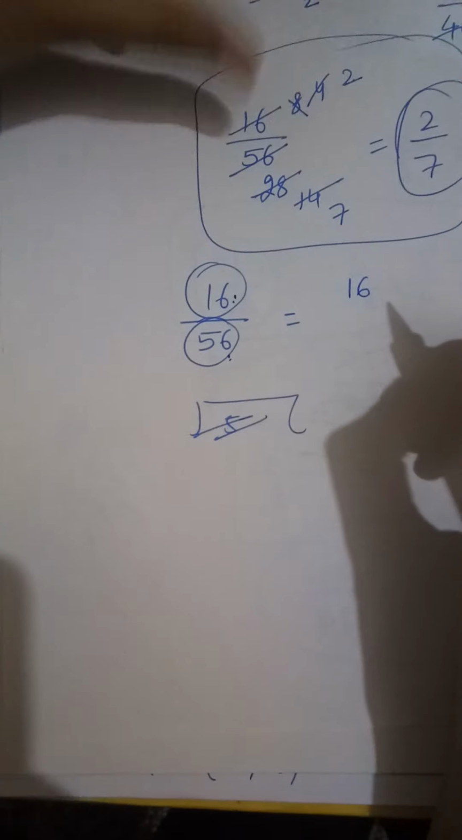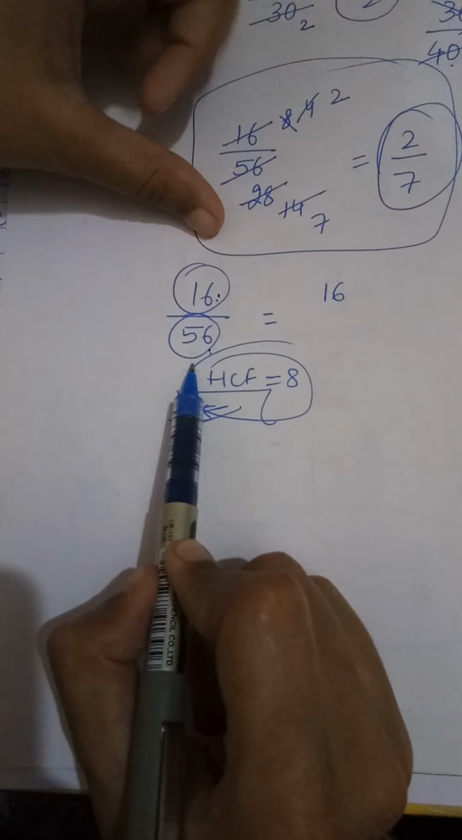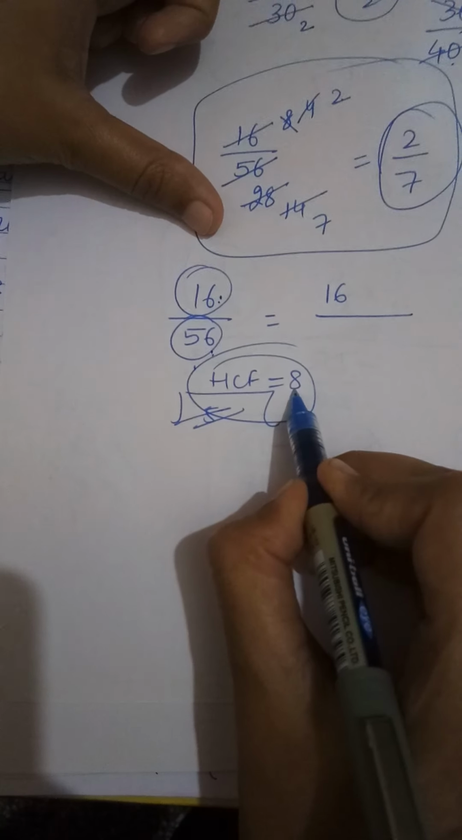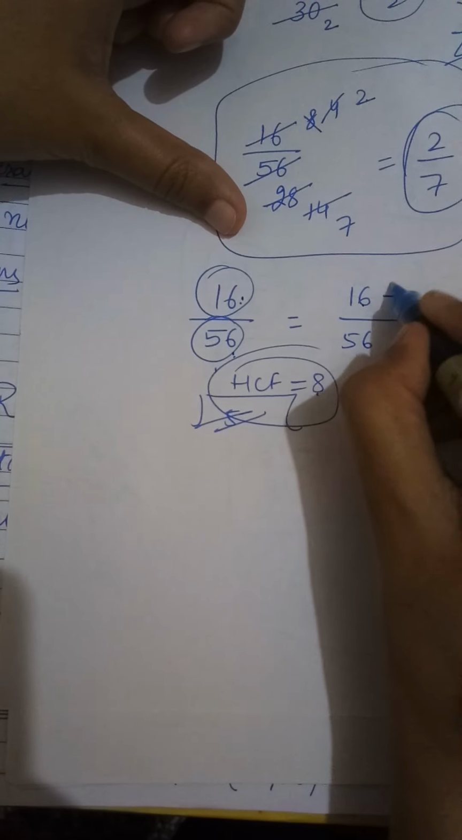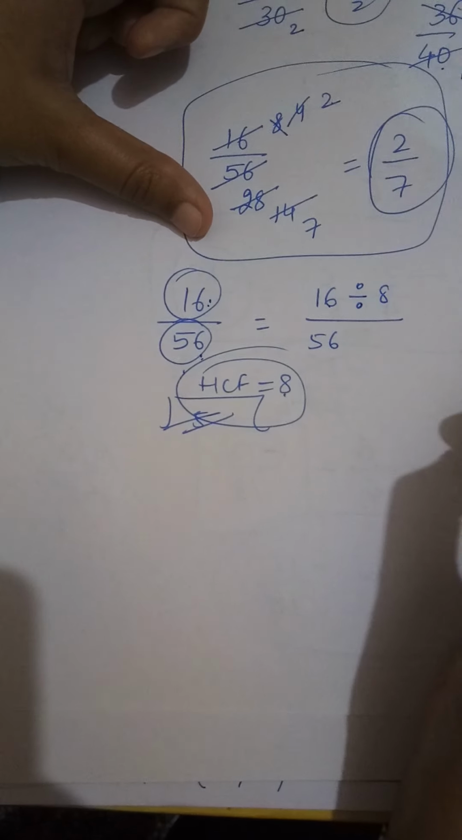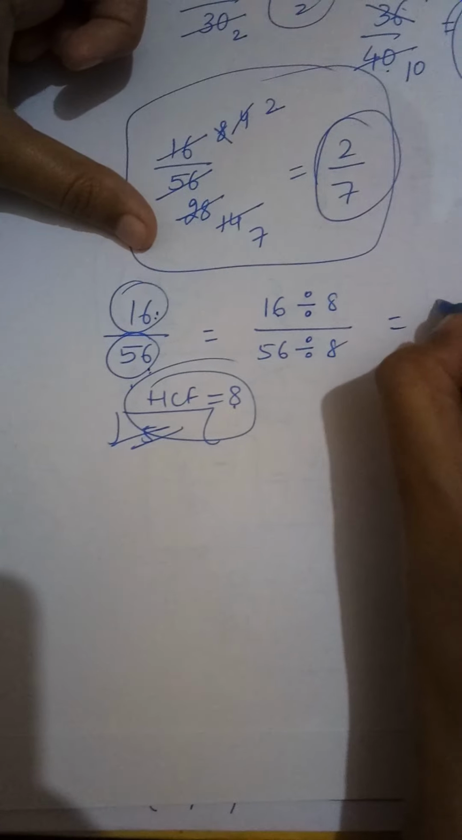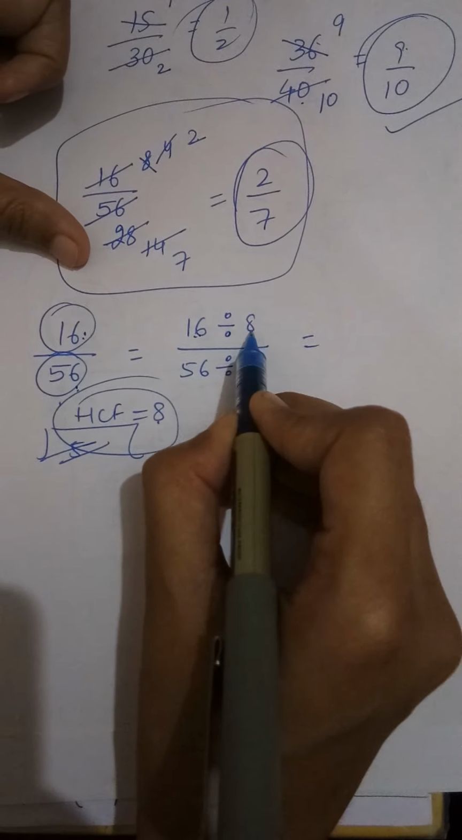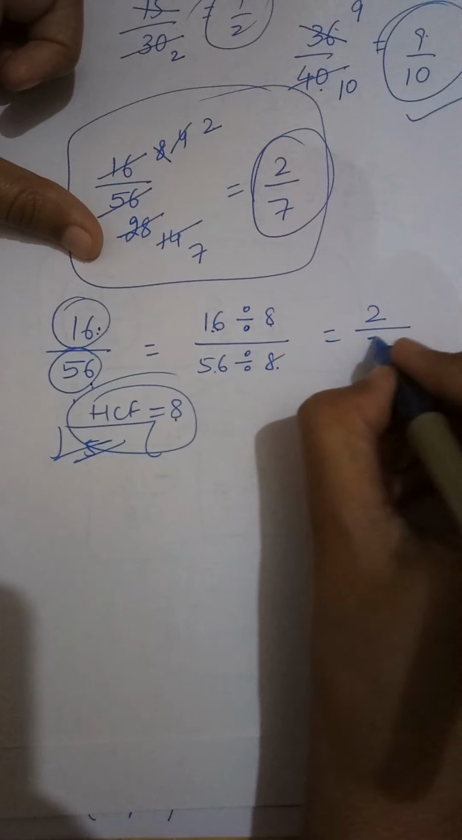So what I am going to do is, whatever HCF will come, 8 is the HCF of 16 and 56, I am going to divide that HCF with 16 and 56. In the numerator I am going to divide this, and in the denominator also I am going to divide it. So what will come? 16 is going on the table of 8 on 2. 56 is going on the table of 8 on 7.